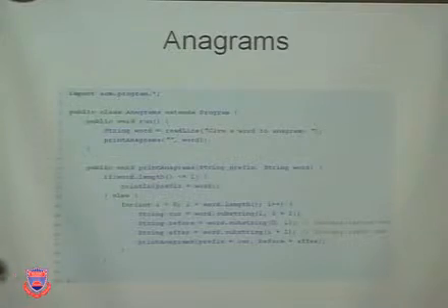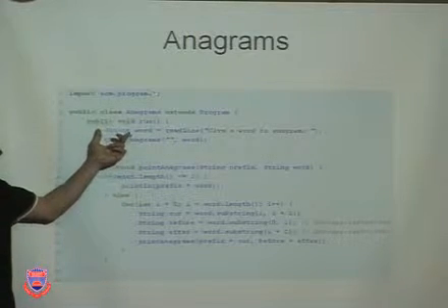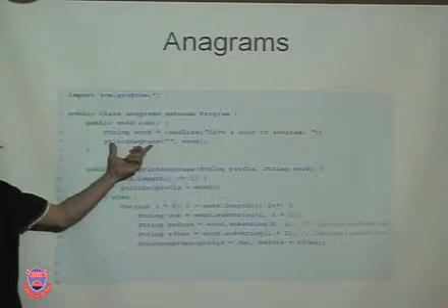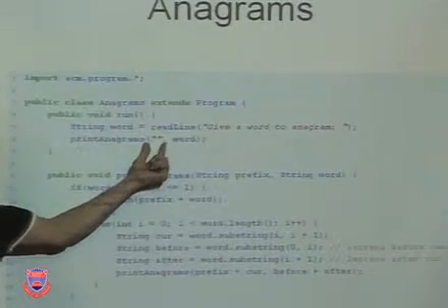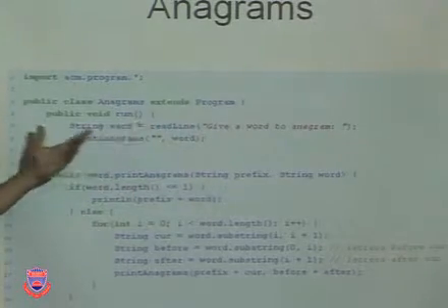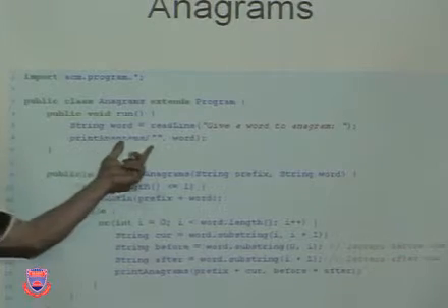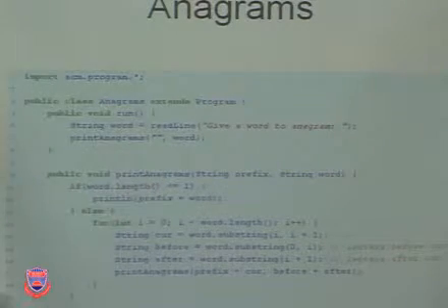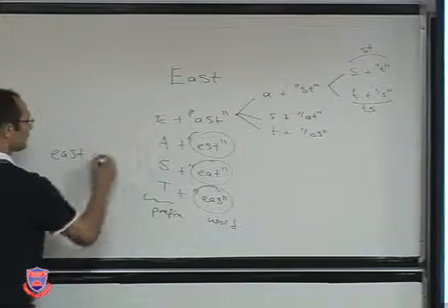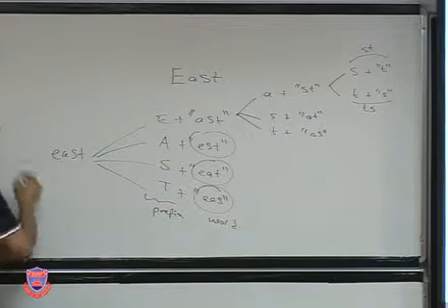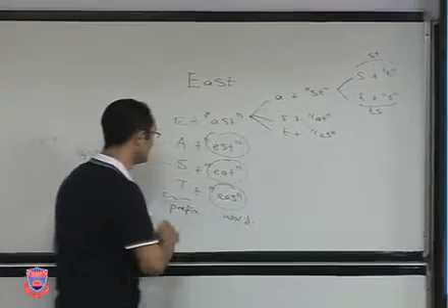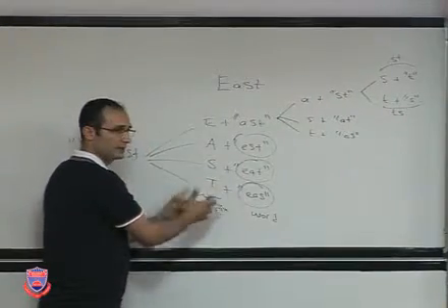As you see, you have the run method, which is going to use print anagrams, which initially starts with the prefix empty and then the word that is given. It reads from the user input a word such as east, and then uses that and an empty prefix, since you start with east, right? You have all these 4 choices. It will start with an empty prefix, so there's no prefix to start with, and in each step, the prefix is going to get bigger and bigger as you go.